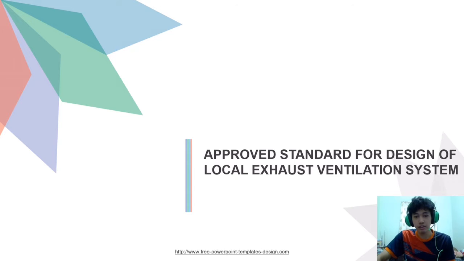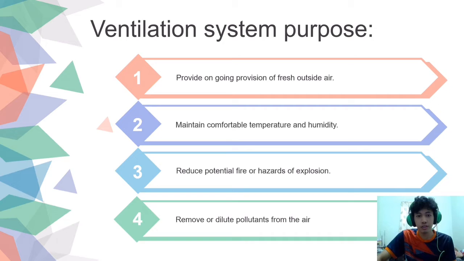The next is the approved standard for design of local exhaust ventilation systems. So we see the inputs. First, the ventilation system purpose. There are four here. First is to provide ongoing provision of fresh outside air. Second is to maintain comfortable temperature and humidity. Third is to reduce potential fire or hazard of explosion. And the fourth is to remove or delete pollutants from the air.